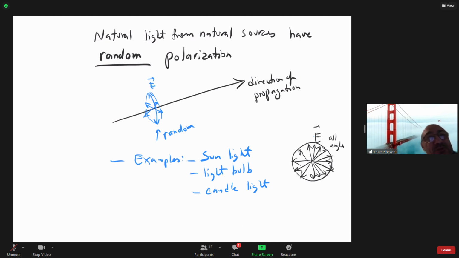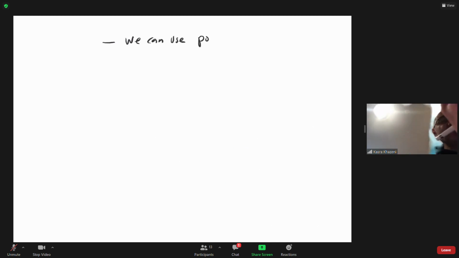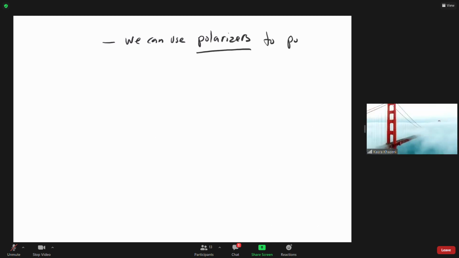But we can actually polarize that light, okay? We can polarize sunlight or the light that comes out of a candle or a light bulb. We can actually do something to it to polarize it. We can use polarizers to polarize unpolarized light.